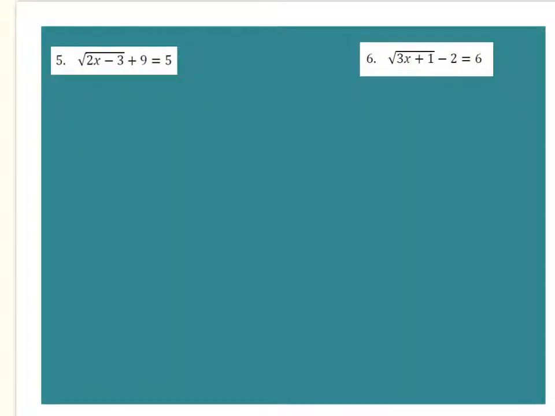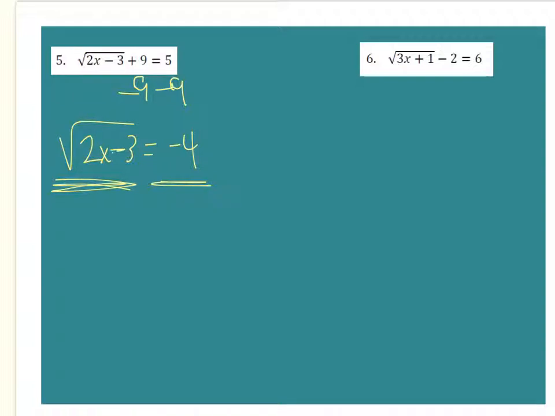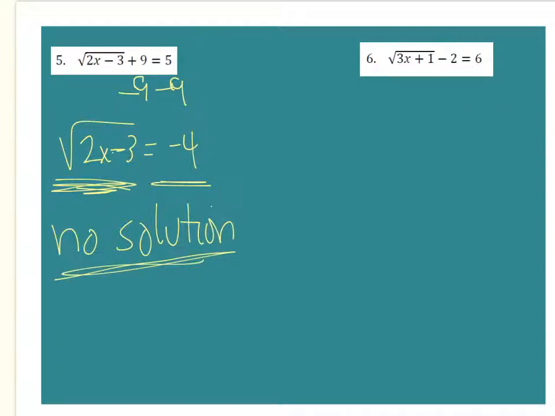So number 5, here, a little bit of work to be done. What I want to do here is subtract 9. So I'm going to have the square root of 2x minus 3 equals negative 4. Now, notice something. I've got a square root equaling a negative number. When this is the case, this means no solution. Anytime that happens, that's your tip-off. That's not going to work.